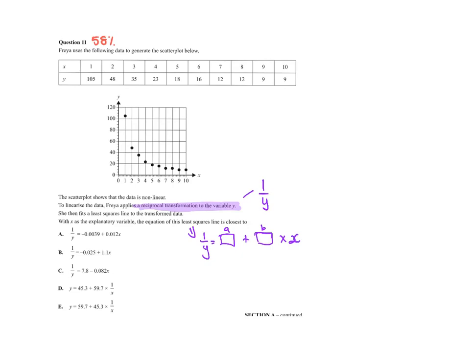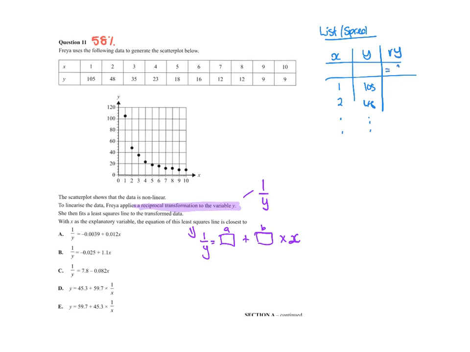So what do you need to do? Into your calculator in lists and spreadsheets, you would create an x list, yeah? And so say you're 1, 2, and so on. You create a y list, so 105, 48. And then what you do is you've got to make the reciprocal y list.